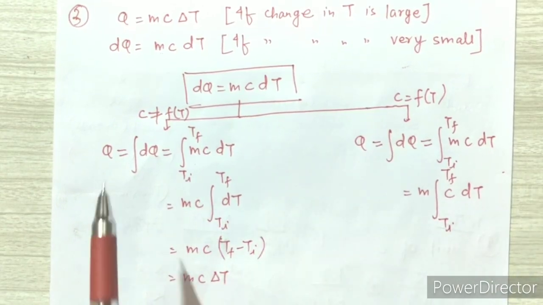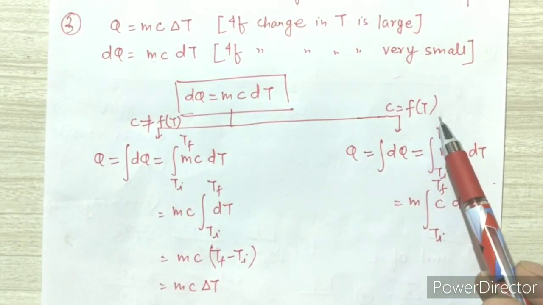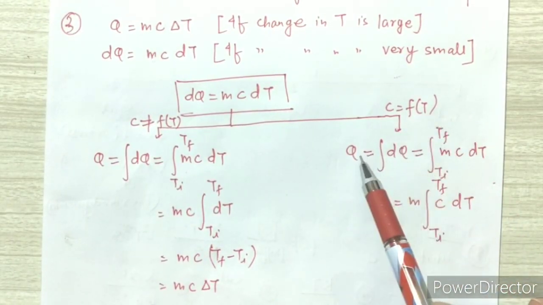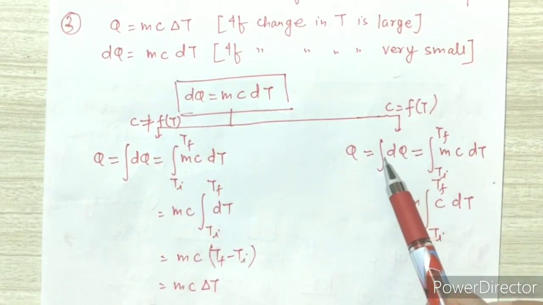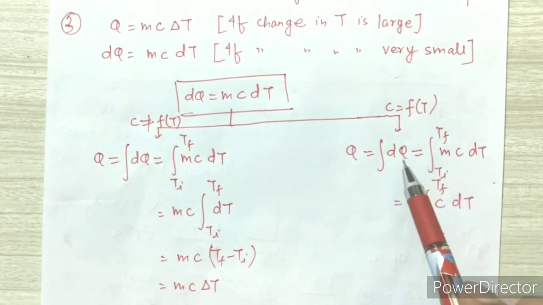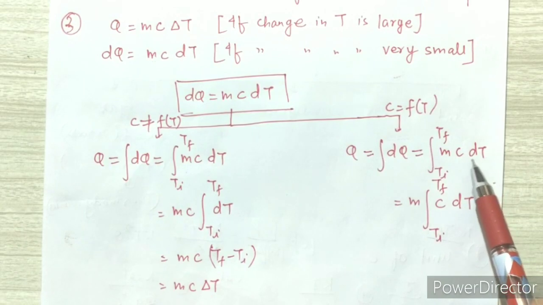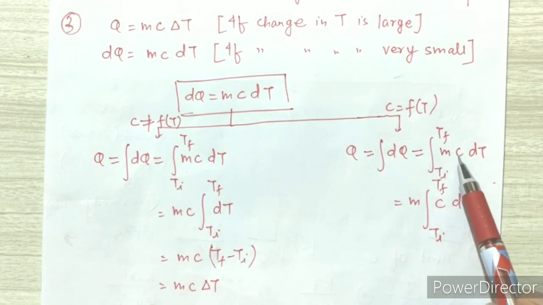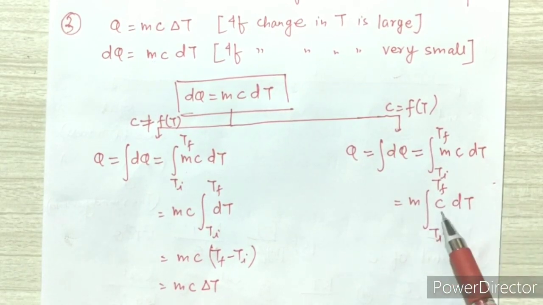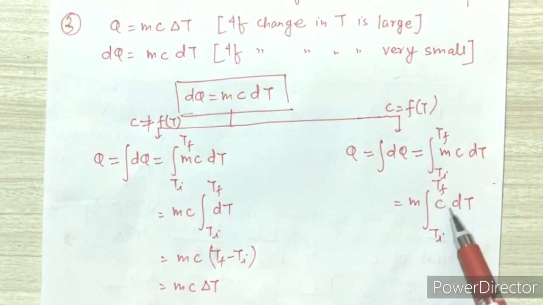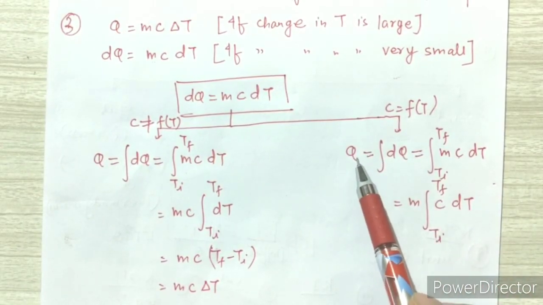And if C is a function of temperature, then to find the total heat, again we will integrate the small heat, that is the differential dq. Now put dq from here, mc into dT. Since only mass is constant here, as C is a function of temperature, only mass will come outside the integration. Whatever C is given in terms of temperature, we will substitute here, and then integrate to find the total heat given or taken by the system.